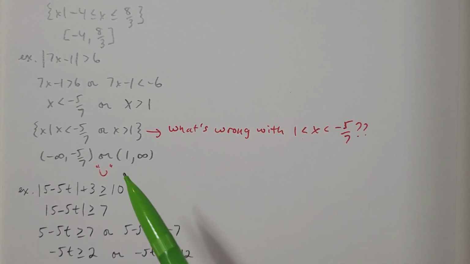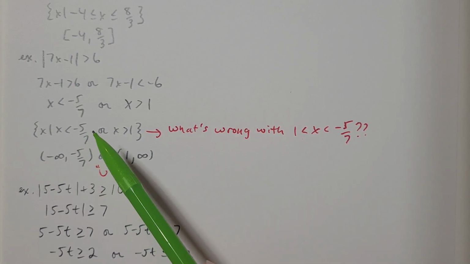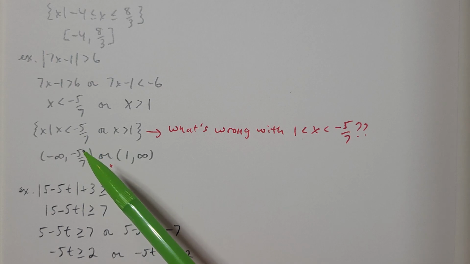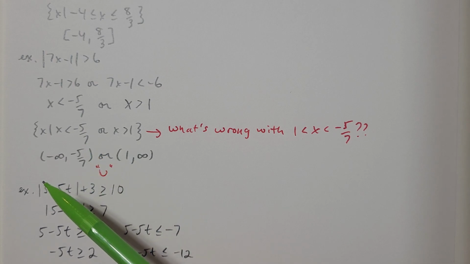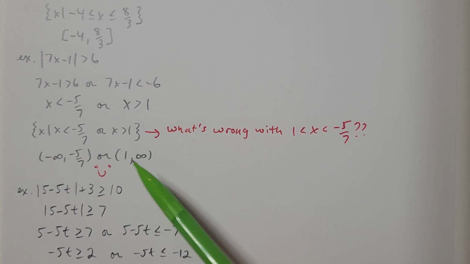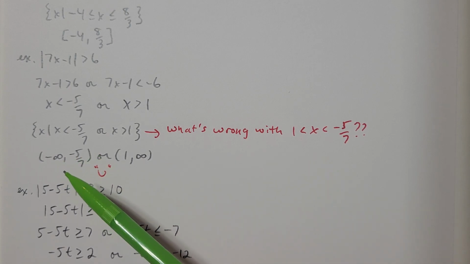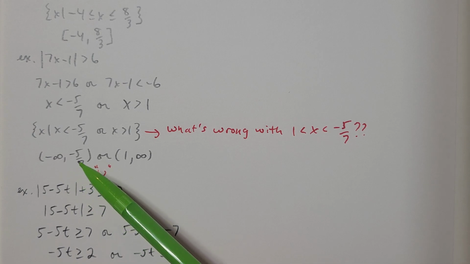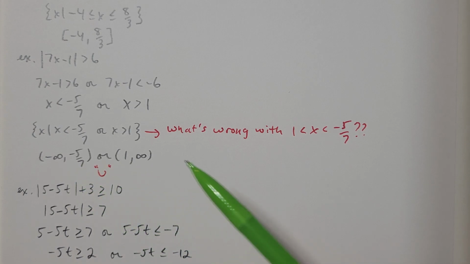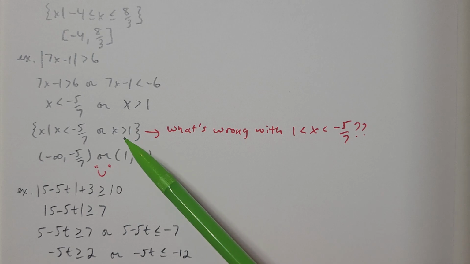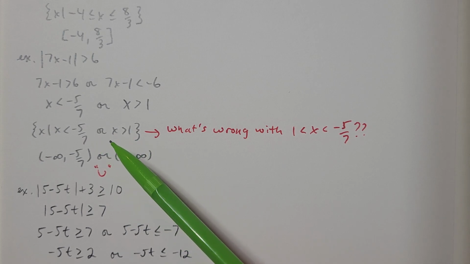If we wanted to use interval notation, okay, anything less than -5/7 means I'm heading out towards negative infinity. Anything bigger than 1 means I'm heading out towards infinity, right? So the answer would be negative infinity to -5/7 or 1 to infinity. Okay, I got parentheses everywhere, right? Because I don't have any equal signs here.